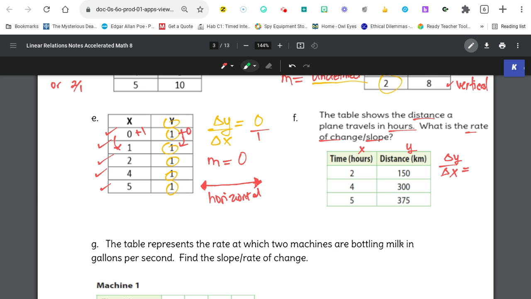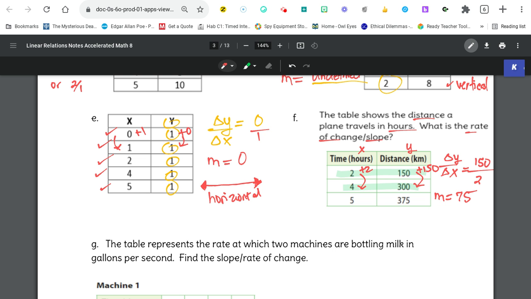I'm just going to choose 2 ordered pairs. So let's do this one and that one, okay? What do I do to 150 to get to 300? Well, add another 150. So the change in Y is 150. All right, what are you doing to 2 to get to 4? Well, you add 2. 2 plus 2 is 4. Now, 150 will divide evenly by 2, so the slope here is 75.